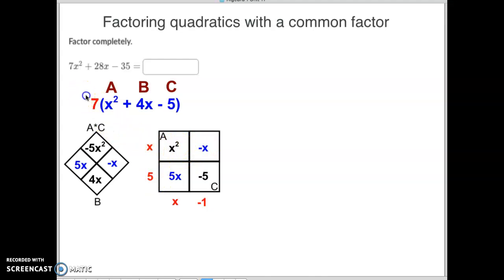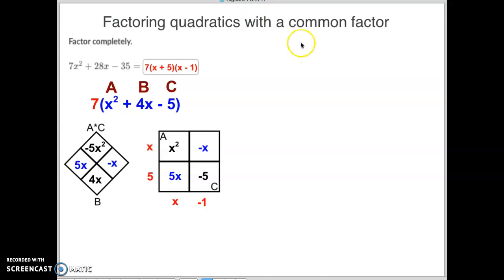So you're going to notice in red that 7 is still a part of my answer that I factored out of there. But also this x plus 5 and this x minus 1, so our final answer is 7 parenthesis x plus 5 parenthesis, parenthesis x minus 1.